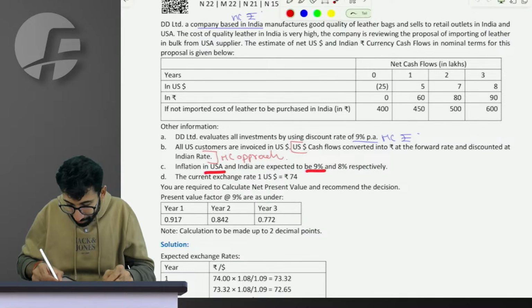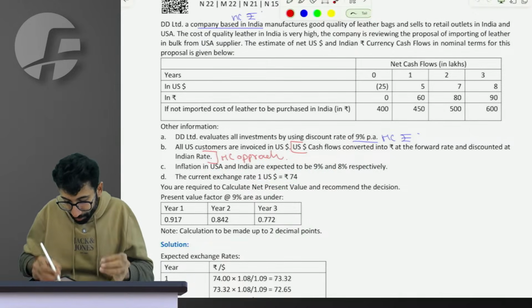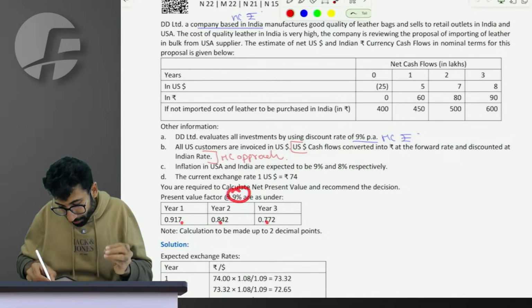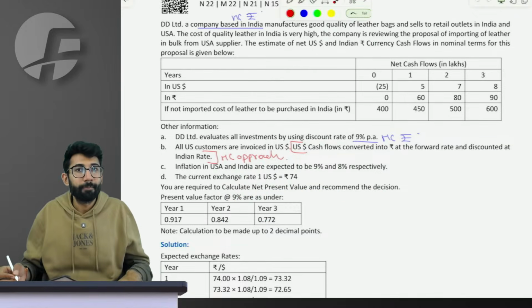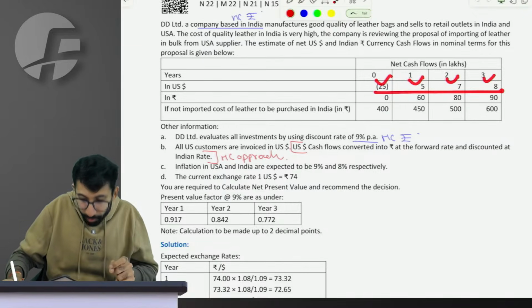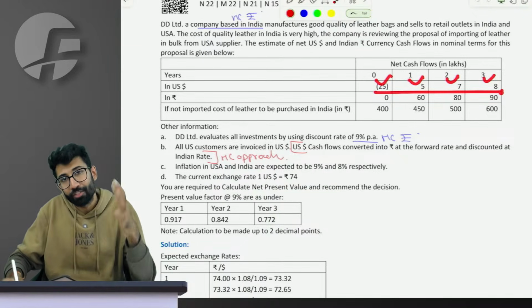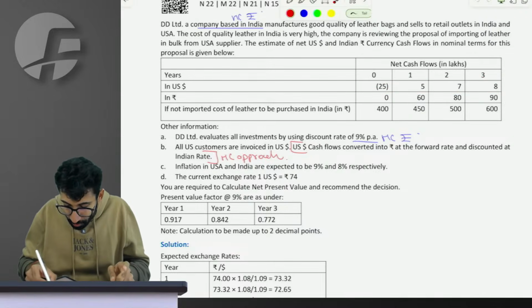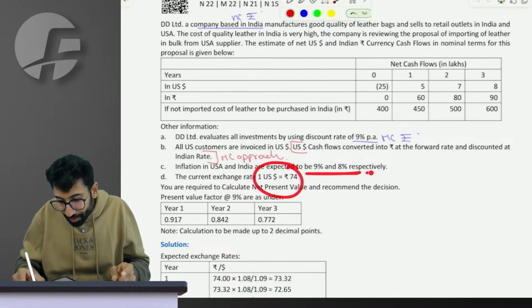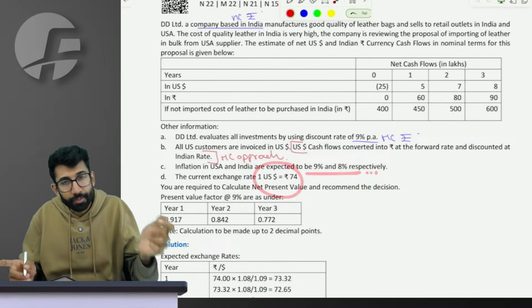Inflation in US 9%, India 8%, fine. Exchange rate at present is rupee per dollar 74. 9% discounting rate has been given. We have to calculate NPV. Really simple. Convert these dollar inflows and outflows to rupee inflows and outflows, but for that we need an exchange rate. So first, using spot rate and the inflation rate, let's calculate the expected spot or forward.